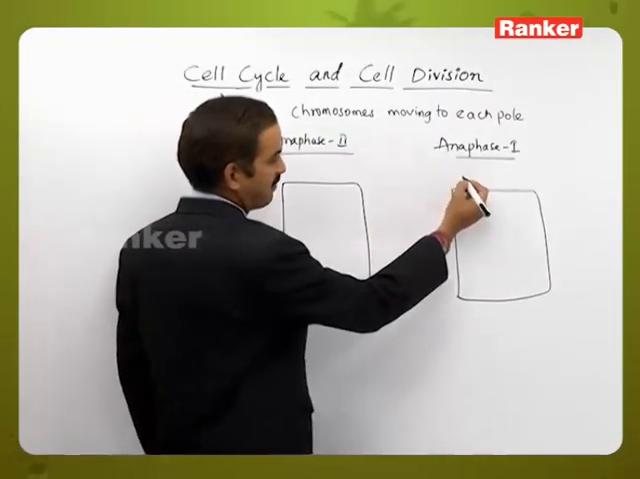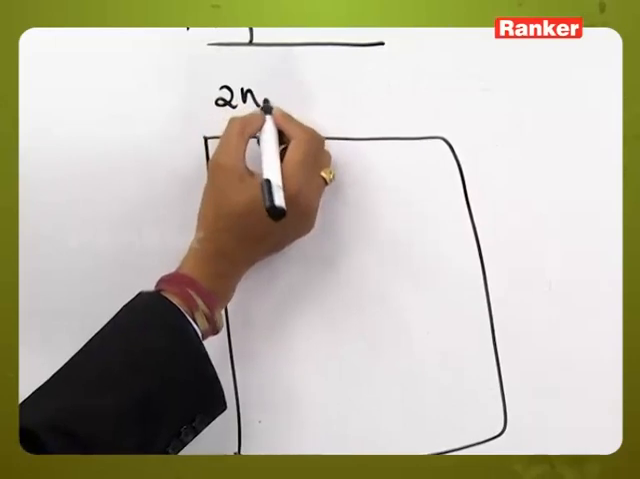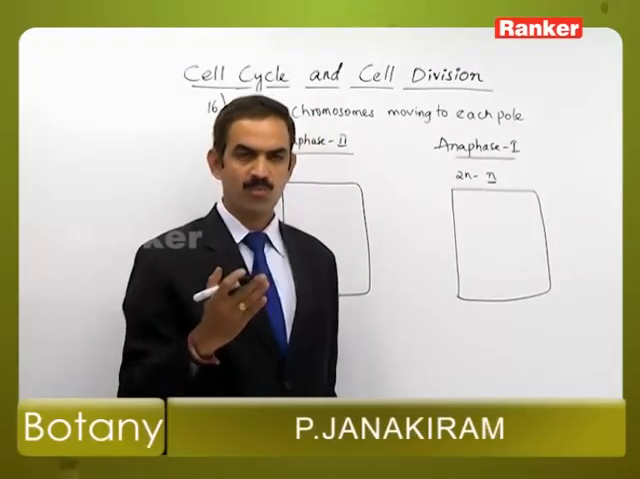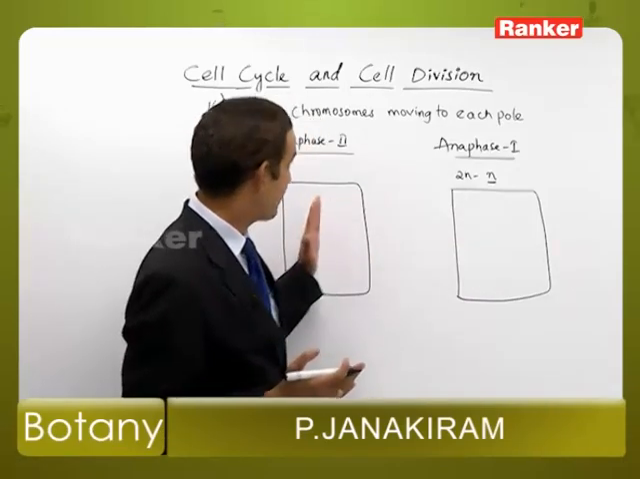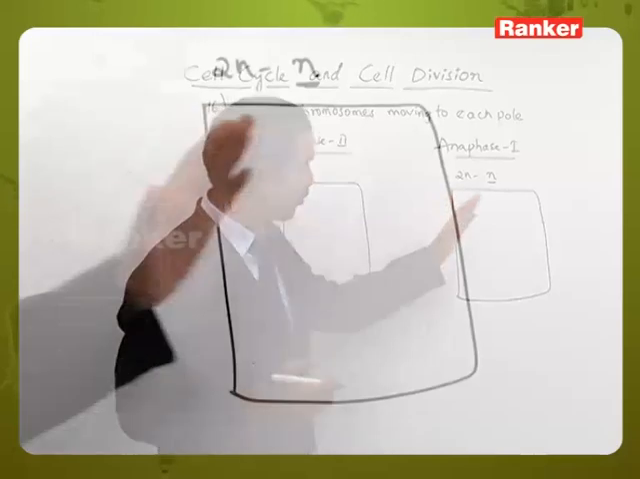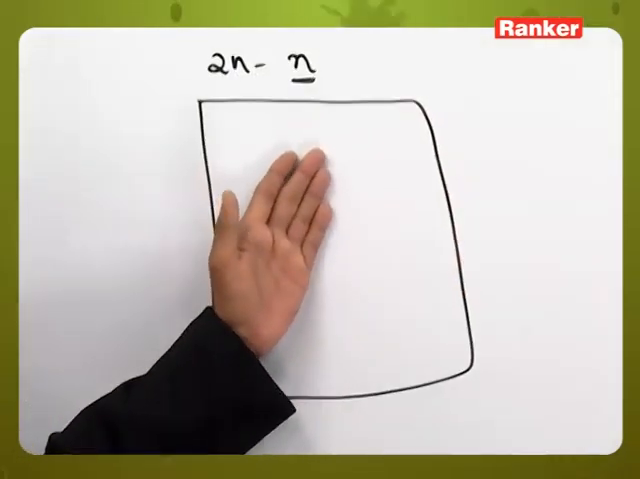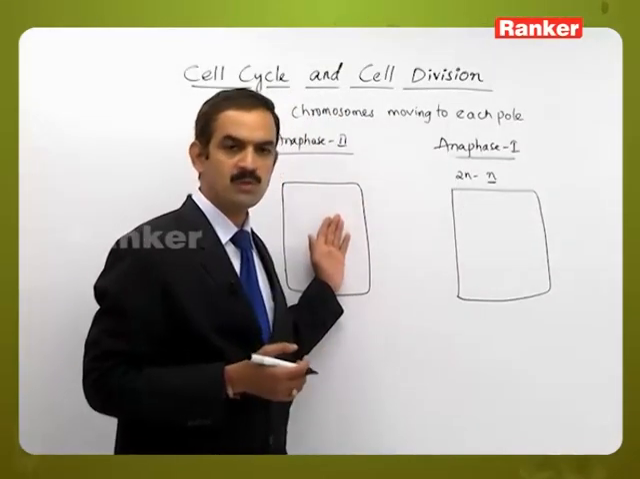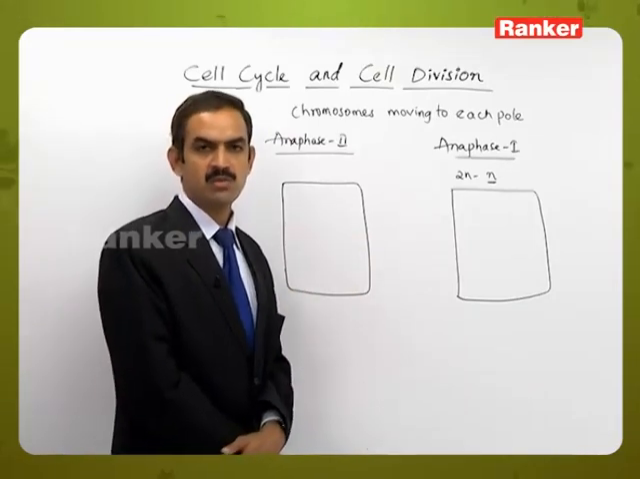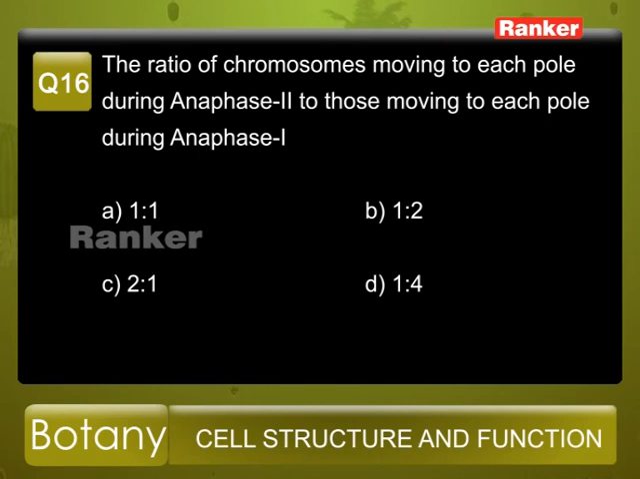In anaphase 1, the diploid condition is converted into haploid condition. For example, if 4 chromosomes are participating here, the same number of chromosomes will be there in anaphase 2 also. That means if 4 chromosomes are moving to each pole here, the 4 chromosomes are moving to each pole there too. So the ratio will be 1:1, and from the given options, option A is the correct answer.